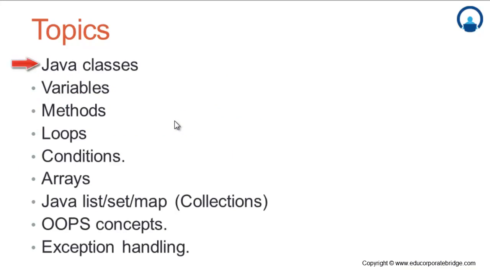Firstly we'll go through Java classes, then variables, methods, loops, conditional statements, then arrays, and we'll also be visiting the Java collection API. We'll be navigating through lists, sets and maps, and in the next video we'll be going through OOPS concepts and exception handling. Okay, so let's get started.